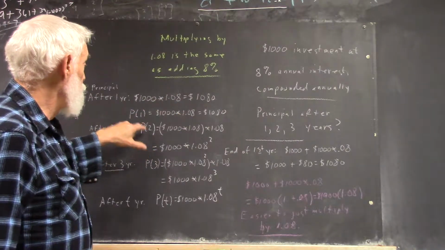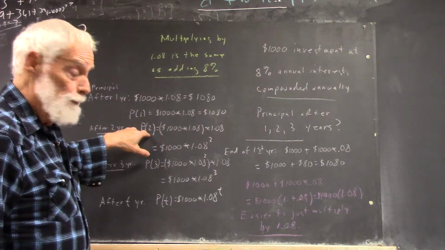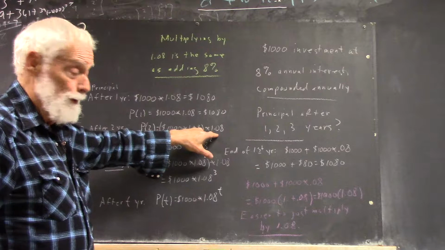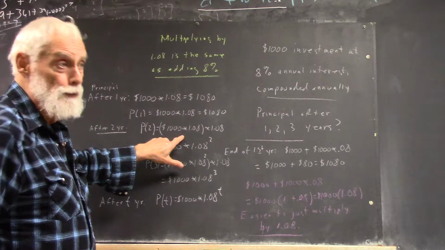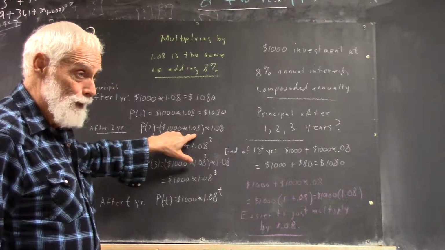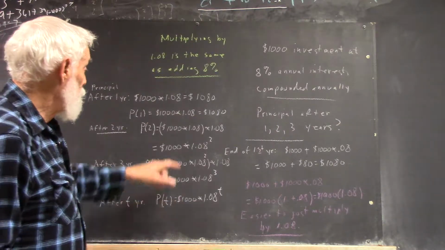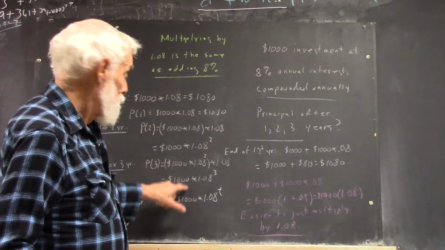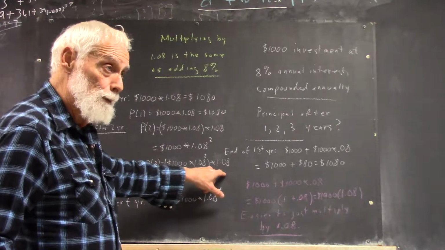So after 1 year, we want to add 8%, we just multiply 1,000 by 1.08. We call that P of 1, principal after 1 year, okay? Then principal after 2 years, we multiply this by 1.08. Now, I write this not as 1,080, I write it as 1,000 times 1.08, which is the same thing. So I can see that I've got 2 1.08s in there, okay? So I see that I've got 1,000 times 1.08 squared. Then I multiply that, which is my P of 2, by 1.08, and I get P of 3, which is 1,000 times 1.08 cubed.